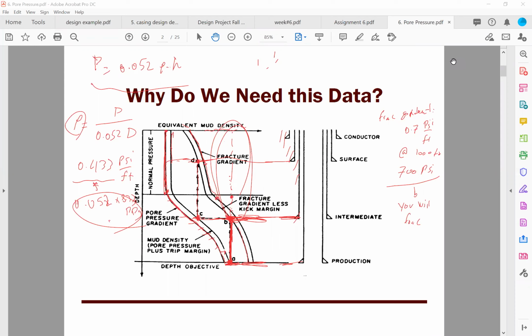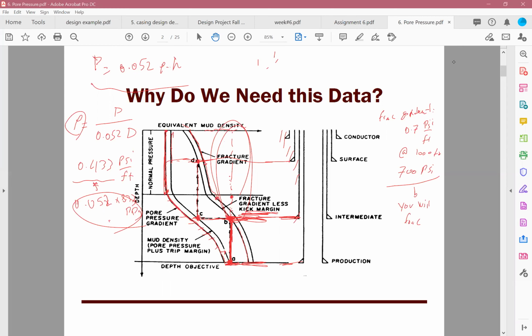So, any questions on this concept of setting depths or the equivalent mud density concept? So basically, when you go to the point close to the kick merging, kick merging, yeah, that's where you're going to go horizontal. Exactly.